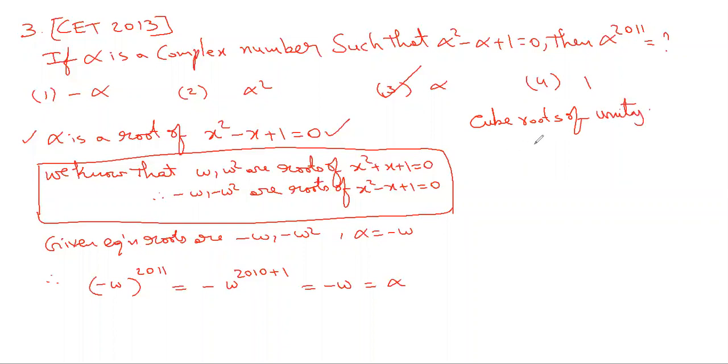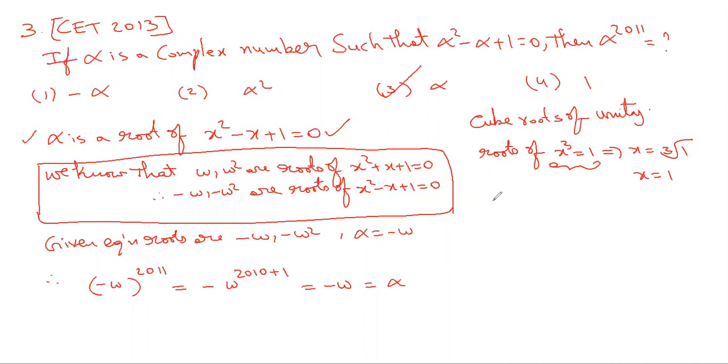Cube roots of unity means the roots of the x cube equal to 1 equation. If x cube equal to 1, that implies x is equal to cube root of 1, right? But when you're writing cube root of 1, we are writing only the real roots. So if you see the x cube equal to 1 equation, because it's a cubic equation, we should have 3 roots. What we are writing, x is equal to cube root of 1, is not wrong, this is correct. But we are writing only one root of it.